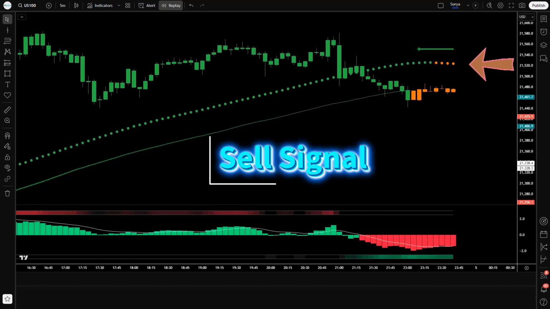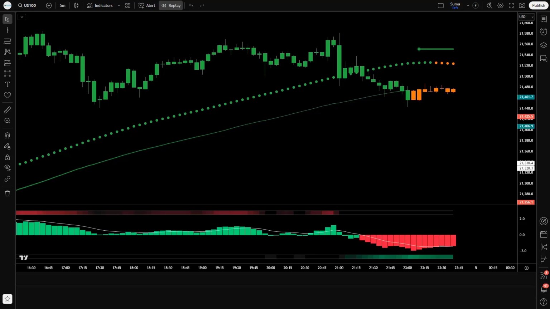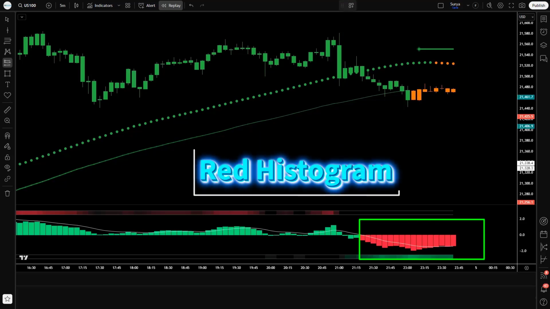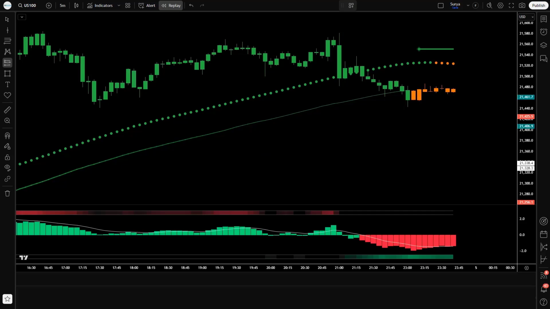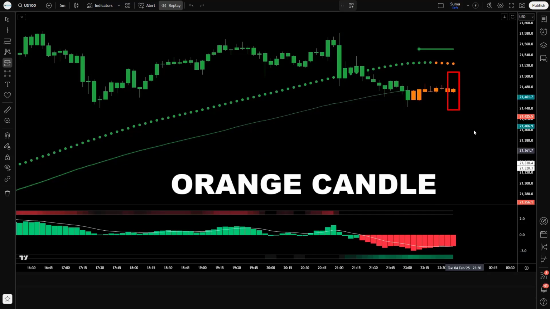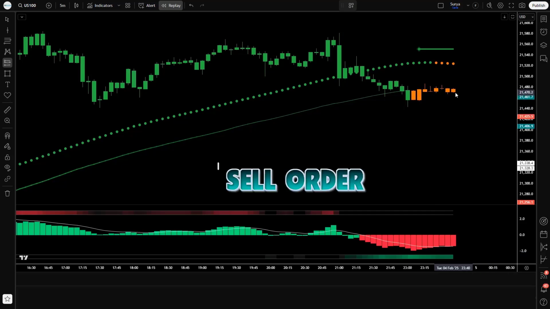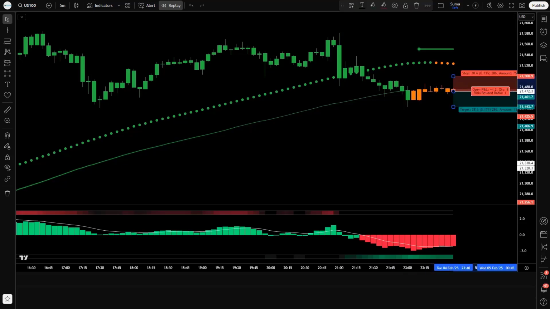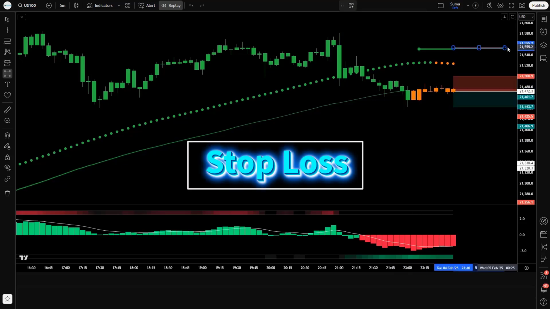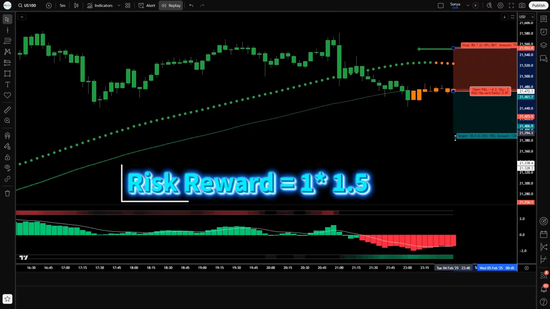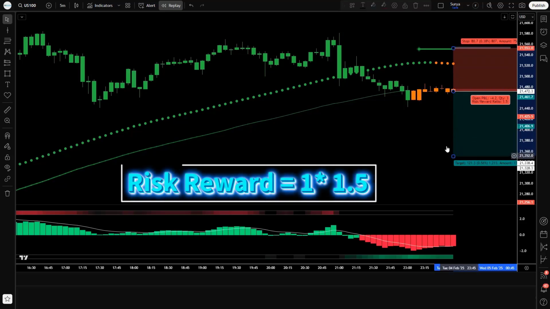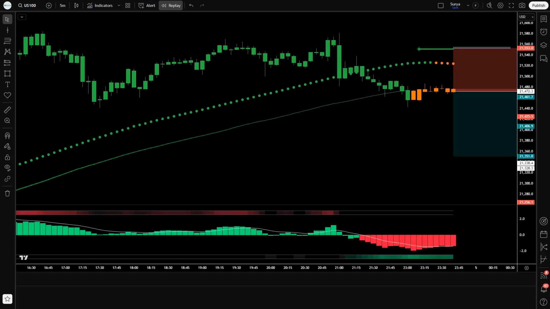When the Savitzky Flow Bands indicator has given a sell signal, the ROC-weighted MA oscillator indicator has formed a red histogram. And the market forms an orange candle, so all these conditions are met, so we have to take a sell order. And our stop loss should be placed on this green line. And the risk-reward ratio will be 1:1.5. Let's see what happens to our trade.